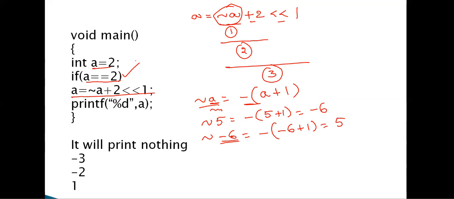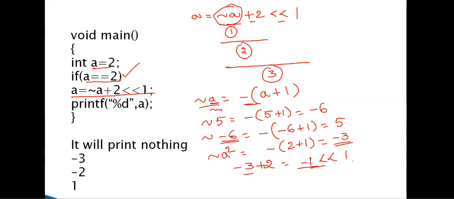Now, according to our example, a value is equal to 2. What is tilde a? That is, what is tilde 2? Minus 2 plus 1. That is, minus 3 is the value. In the next step, what are we doing? Minus 3 plus 2. That is minus 1. In the next step, perform the left shift operation.